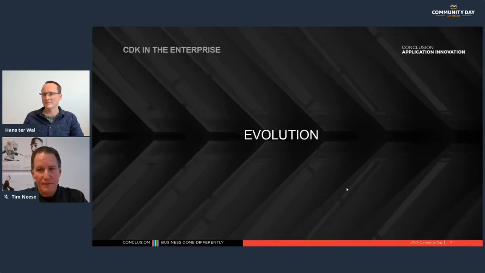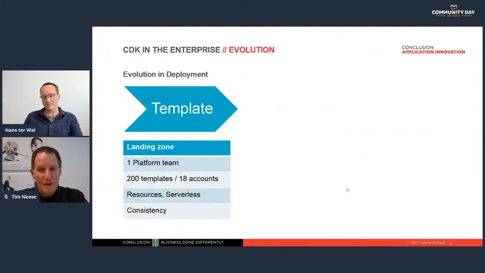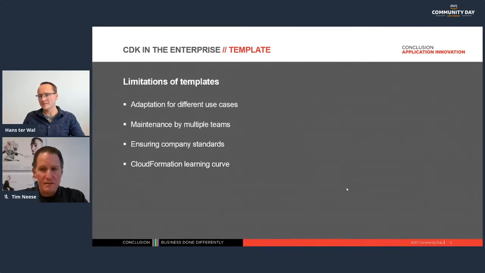Over these past 3 years, we've gone through an evolution in the way that we approach this. Being committed to infrastructure as code, we of course began with CloudFormation templates to deploy the landing zone and platform resources. And while that worked well for the landing zone, because there was one platform team that deployed and maintained those templates, we ran into some limitations when we wanted to support the DevOps teams.